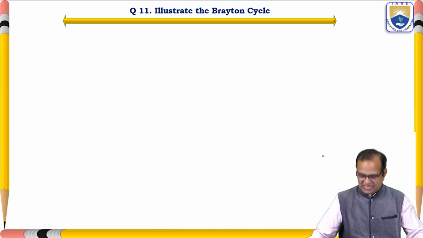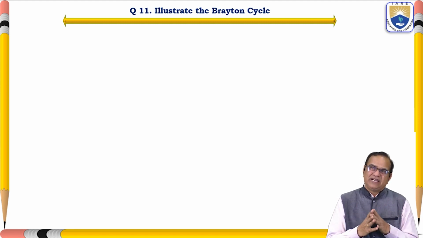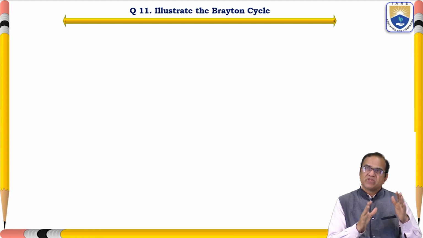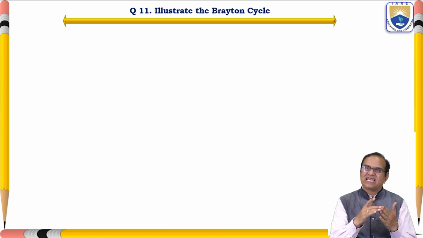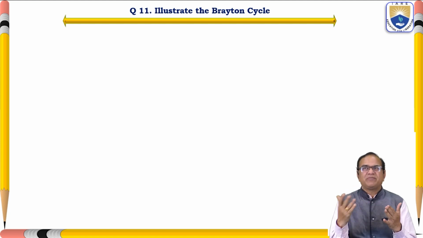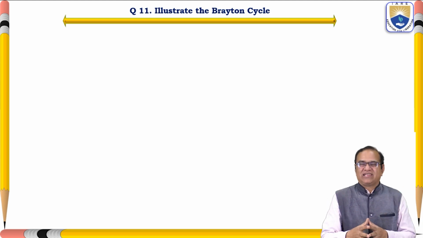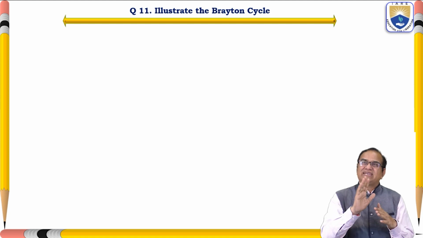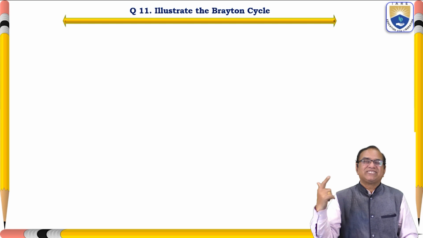Illustrate the Brayton cycle. Now I will be discussing the Brayton cycle. Before I discuss the Brayton cycle, I will just discuss what is the basic difference between the previous 3 cycles, Otto cycle, diesel cycle and the dual cycle, and the Brayton cycle. All these 4 are power producing cycles. But the first 3 are reciprocating cycles. But this Brayton cycle is acting as a rotary cycle.